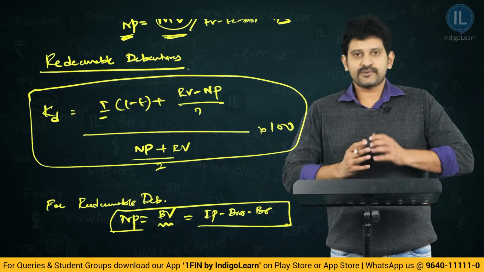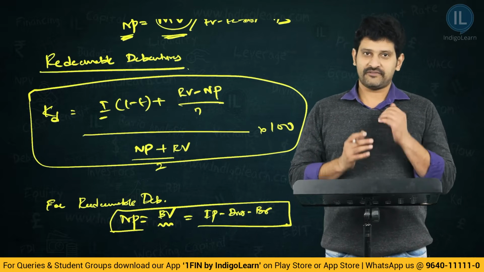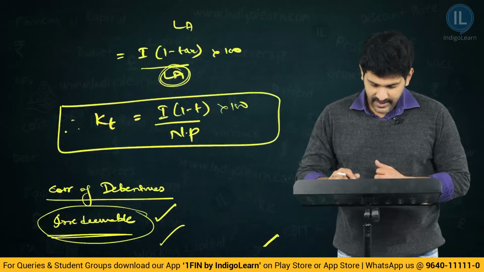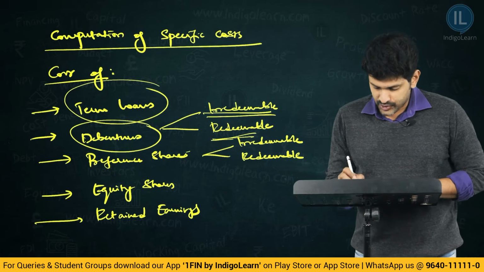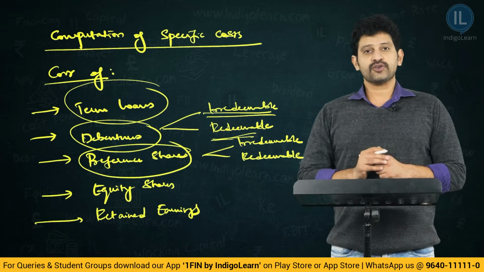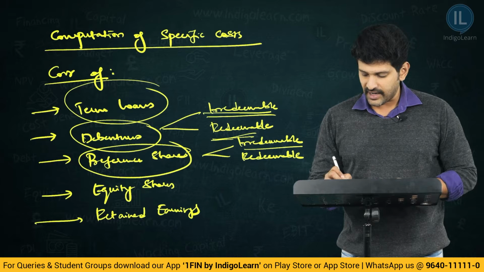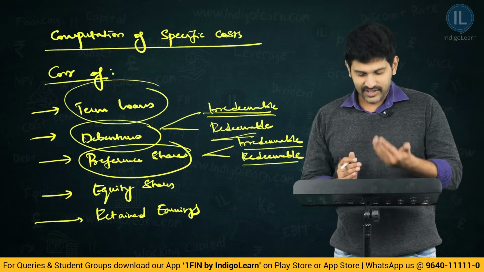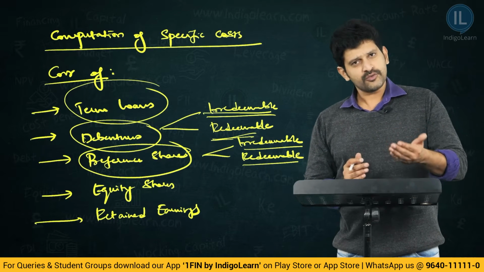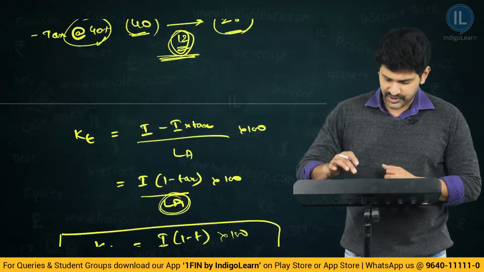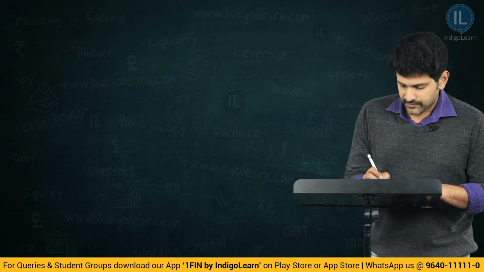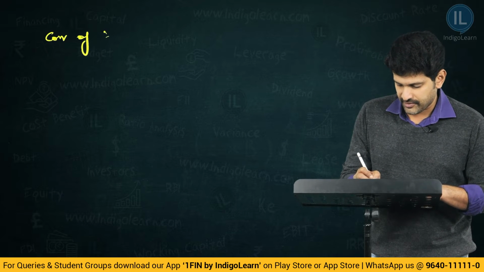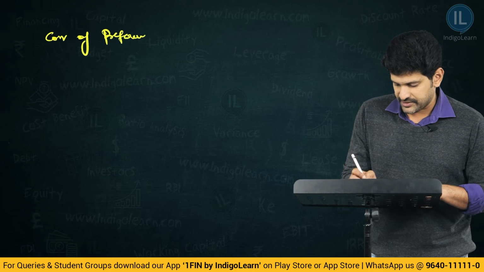Let us now move to the next specific cost, that is cost of preference shares. Friends, just come back to the list of the sources. Even for preference shares also, we have redeemable and irredeemable, just like in the case of debentures. So we will also follow the same kind of pattern for preference shares. Alright, therefore, cost of preference shares.